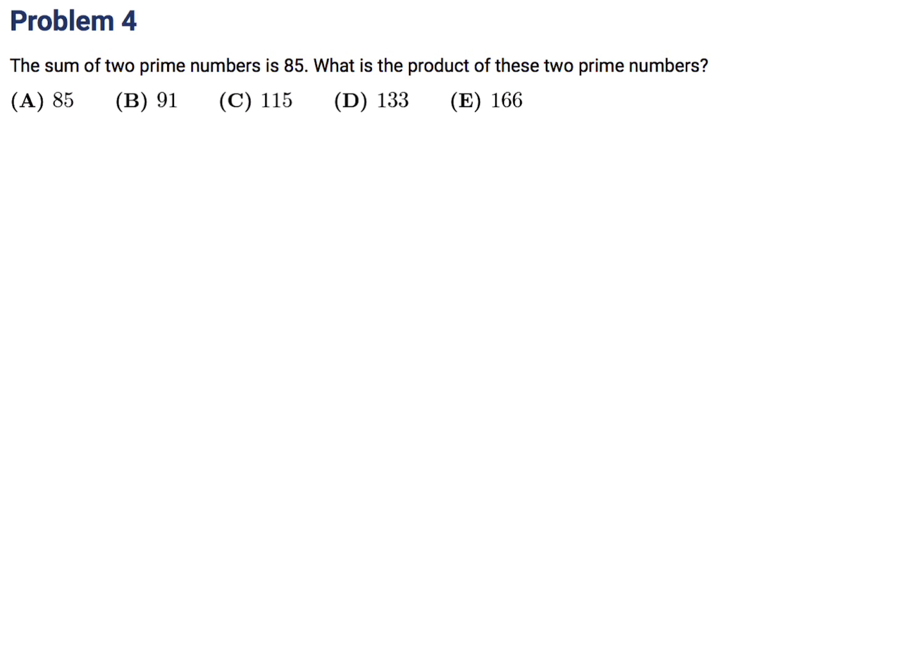The sum of 2 prime numbers is 85. The product of these 2 primes is? Well, the sum of these 2 primes, if you want to call them P1 plus P2, is 85. What I want to stress is that this is an odd number, and all primes are odd except 2. And if you take 2 odd numbers and add them, you can try any 2 odd numbers, the result will always be even.